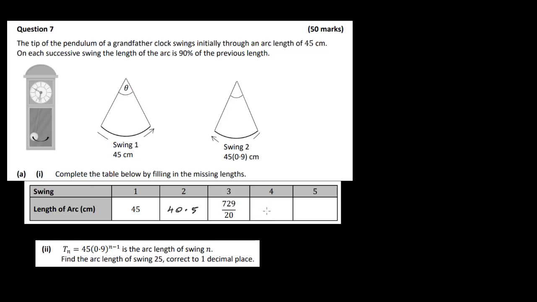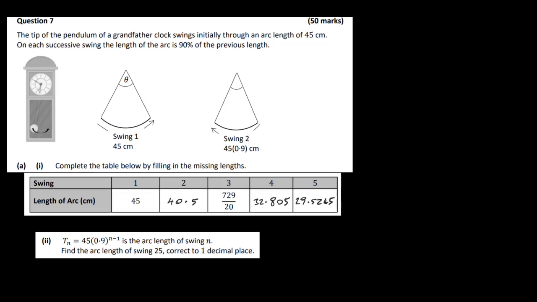And the next one then is 6,561 over 200 or 32.805. And the last one, well, the calculator just gives it as a decimal, so it's 29.5245. So that's it. Very simple start to that question.